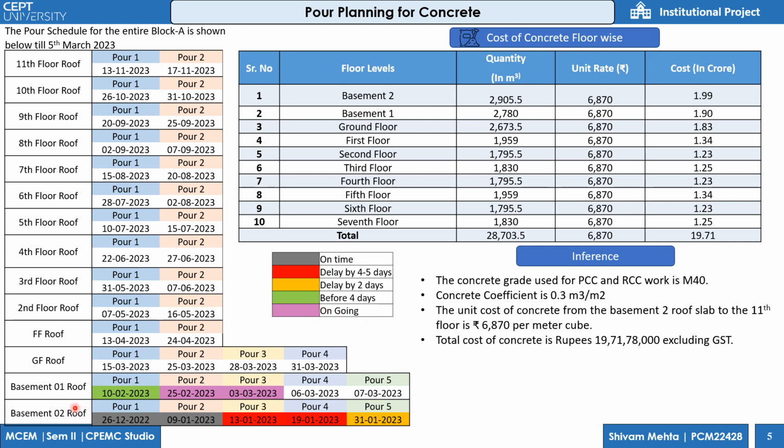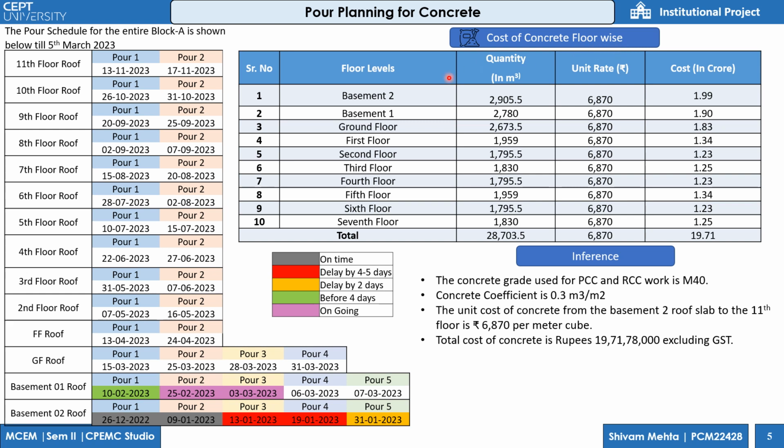For the basement 2 roof slab, pour 1 and pour 2 were on time, pour 3 and pour 4 were delayed by 4-5 days, and pour 5 was delayed by 2 days, and pour 1 was done before the planned day by 4, and pour 2 and pour 3 were ongoing. And now we'll see the cost of concrete floor wise.